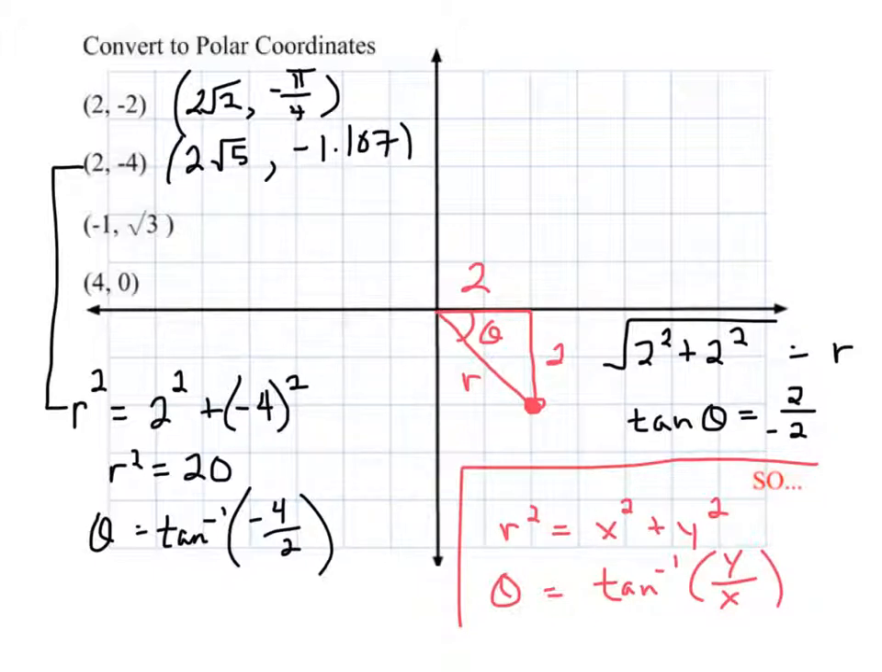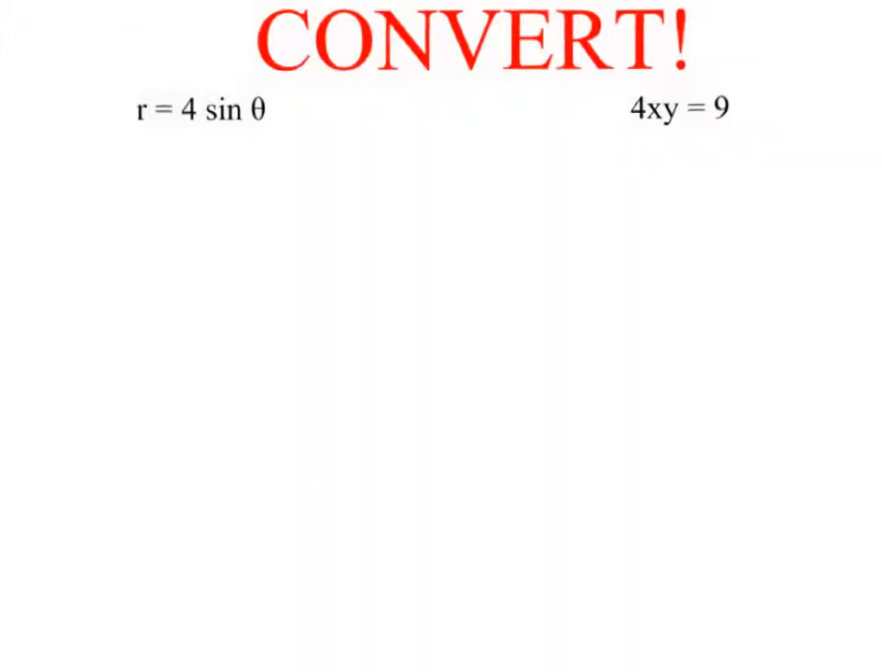So let's combine these things. We know that x is equal to r cosine theta, y is equal to r sine theta. We know these two rules on this one, that r squared is equal to x squared plus y squared, and theta is equal to the inverse tangent of y over x. And let's convert some equations. Okay, so how would we convert r equals 4 sine theta? I put this one on here because most of them are actually pretty easy to convert. This is one that's tough.